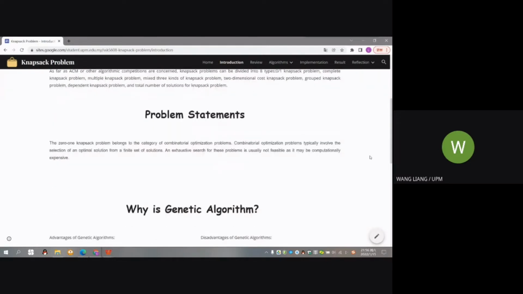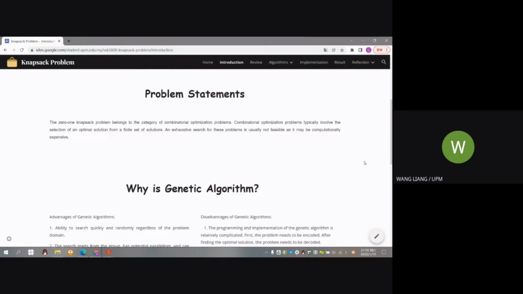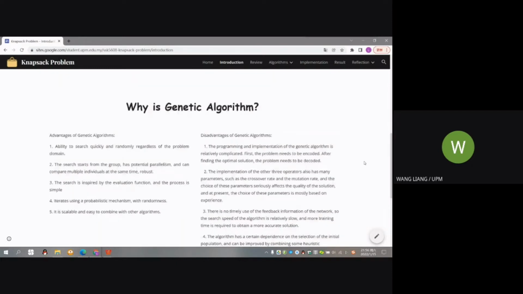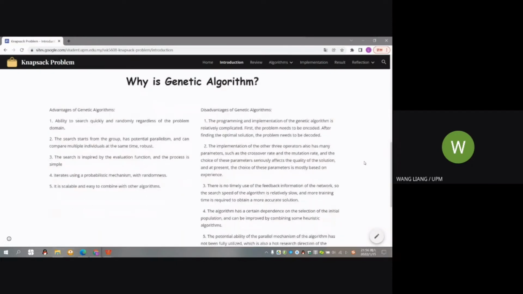For the problem statement, the 0-1 knapsack problem belongs to the category of combinatorial optimization problems. Combinatorial optimization problems typically involve the selection of an optimal solution from a finite set of solutions. Exhaustive search for these problems is usually not suitable, as it may be computationally expensive. So we choose the genetic algorithm.